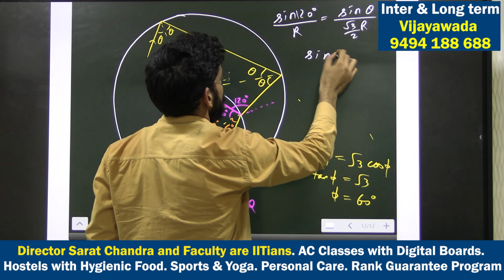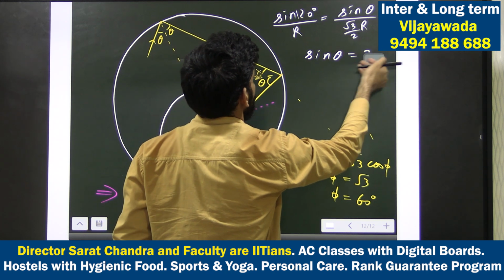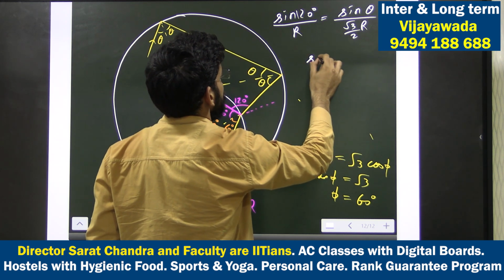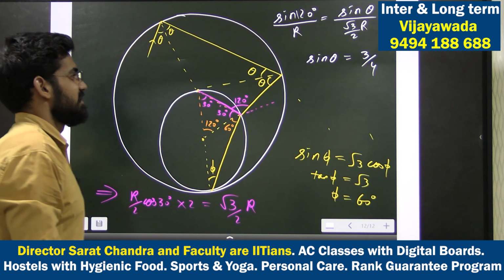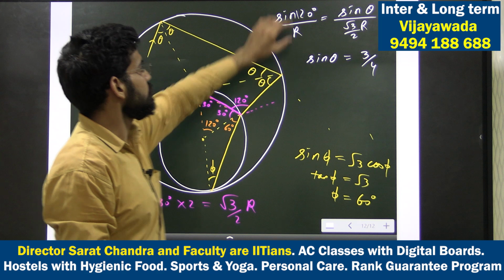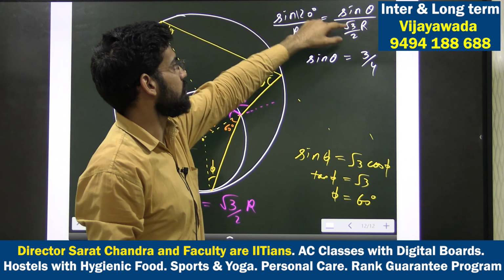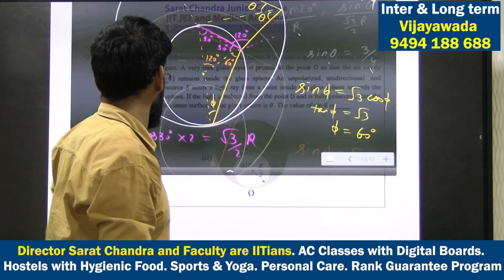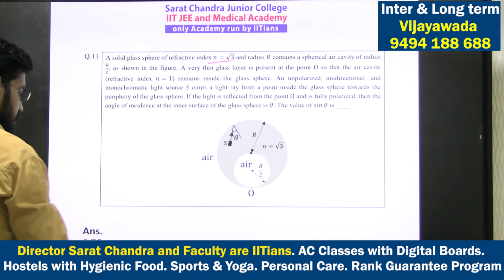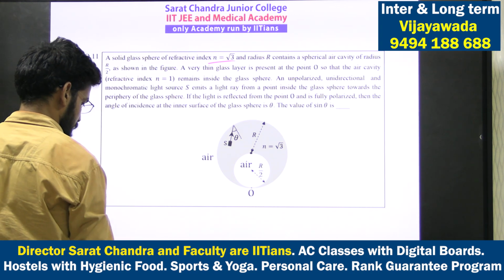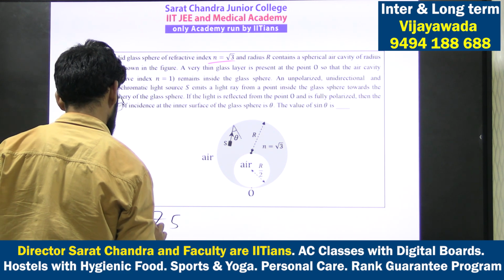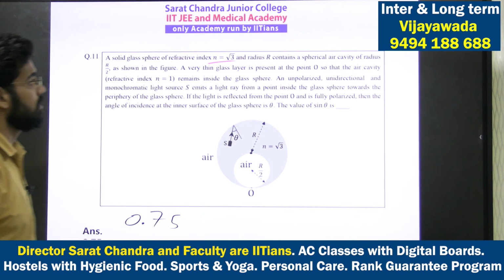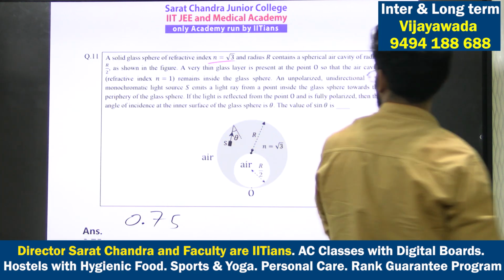So sine theta equal to 3 by 2, sorry, how? 3 by 4, no? 3 by 2, how can it be larger than 1? Root 3 by 2 here, root 3 by 2 here, multiply, R got cancelled out, sine theta equal to 3 by 4, means 0.75. So the answer will come 0.75. That's your answer. Okay. Next.